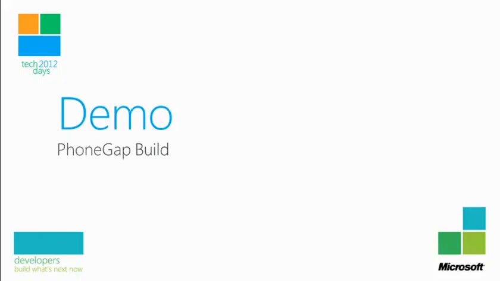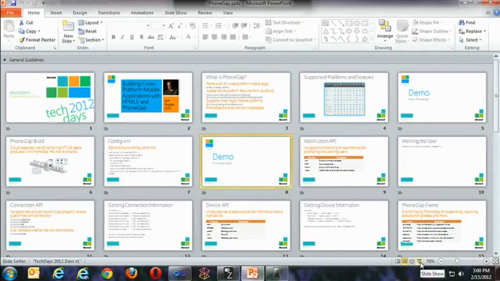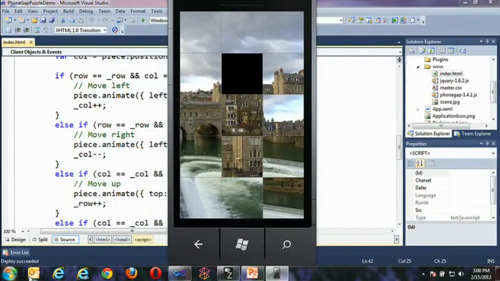I should say PhoneGap Build. So here's what we're going to do. We're going to take that HTML5 and PhoneGap puzzle application I showed you a moment ago. We're going to package it up as a zip file. We're going to upload it to PhoneGap Build and see what we get back. So let's do that. First thing I'm going to need to do is create a new zip file.